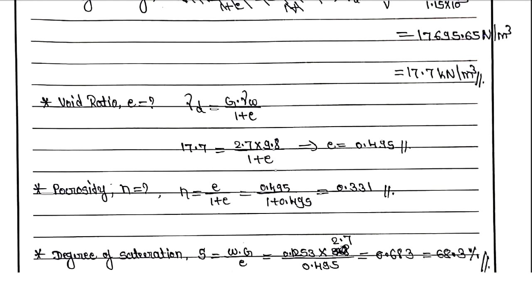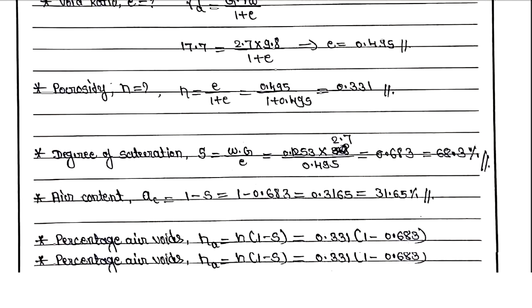We know the relation between void ratio and porosity. Porosity is equal to e divided by 1 plus e, which is 0.495 divided by 1 plus 0.495, which gives us 0.331. This is nothing but the porosity.